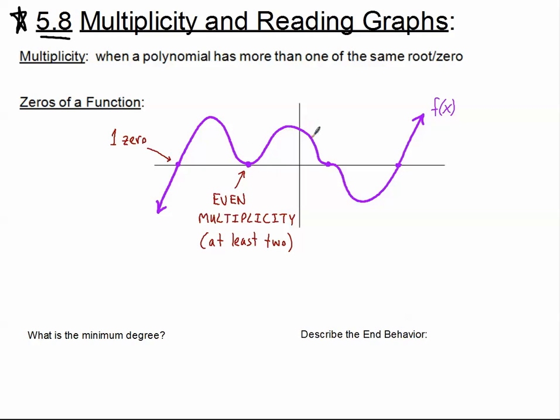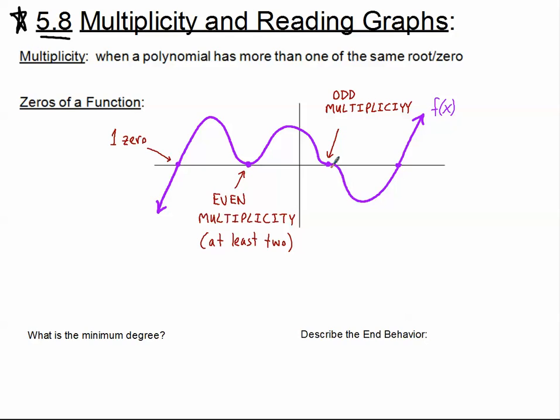So the next one is this guy. And this is another one of our special cases. And this is sort of like the cubic function, sort of the cubic right in here. And that's why this is going to be an odd multiplicity. This is an odd multiplicity. There are at least 3 zeros here.